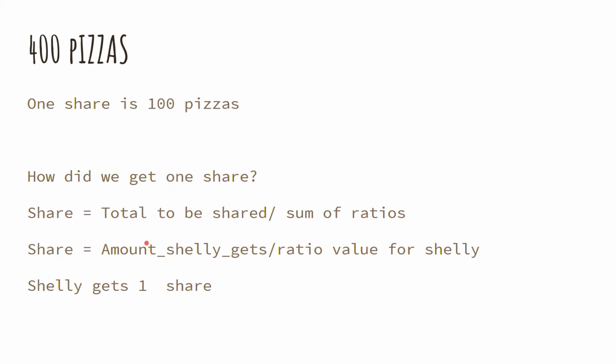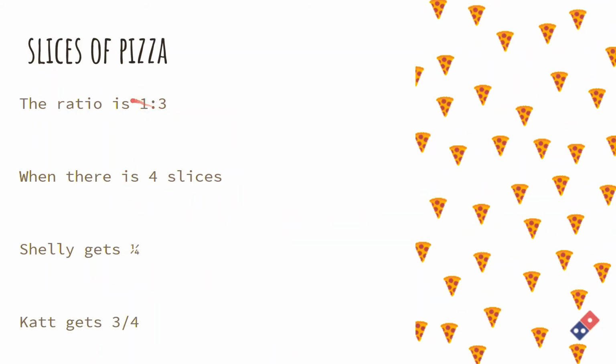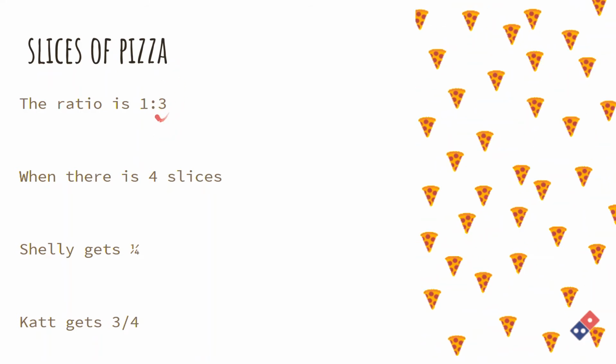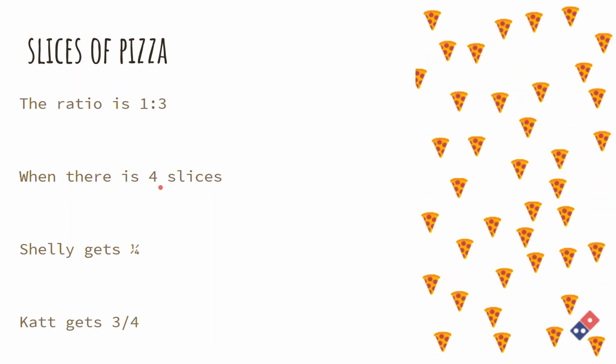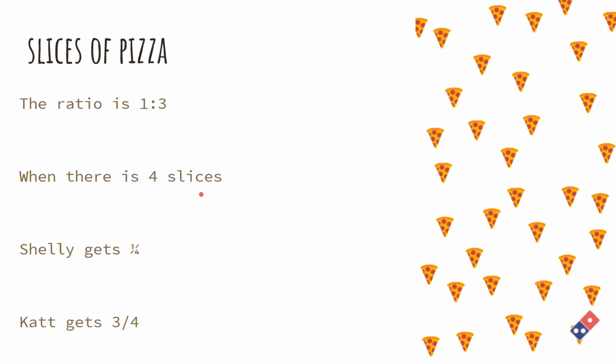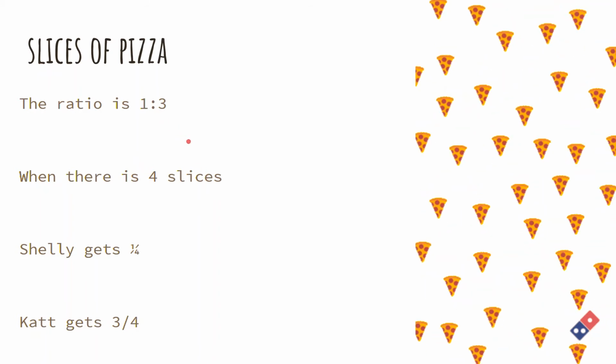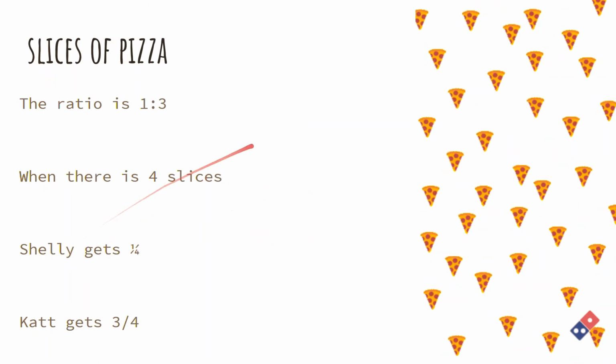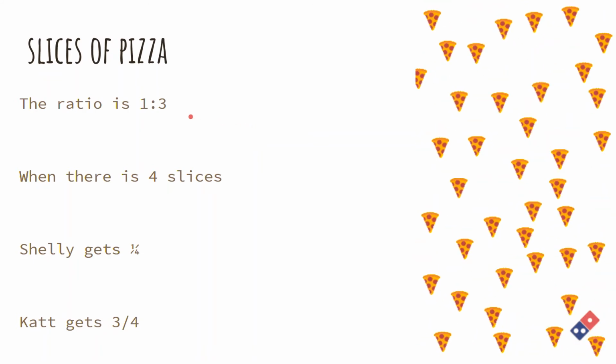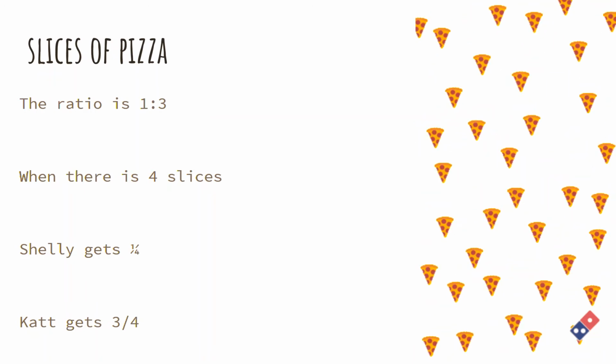If the ratio was 2:3, then that would change. If it was 2:2, which would be 50-50, 1 share would be represented by 100 pizzas. And because both of them are getting 2 shares of a total of 4, which is 2 out of 4, that would be 200 pizzas, 200 slices of pizza each.